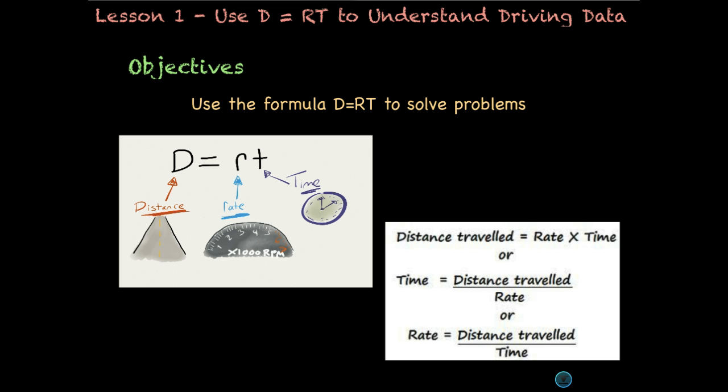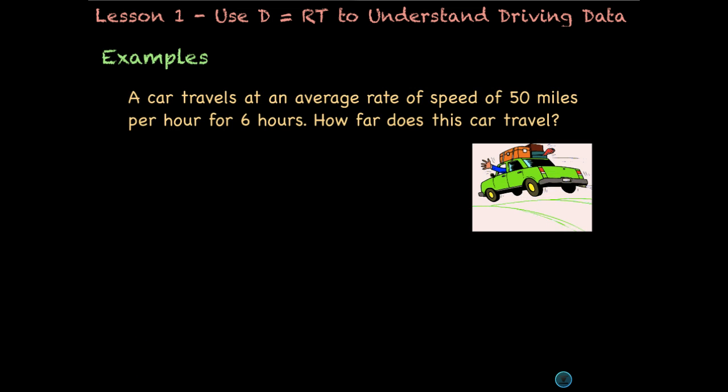Let's look at some sample problems. In this first example, this is a base example, a car travels at an average rate of speed of 50 miles per hour for 6 hours. So how far does this car end up traveling? Well, again, this is our basic distance equals rate times time formula. When it asks for how far, we know we're asking for distance. So we would want to use the formula written as it originally is, distance equals rate times time.